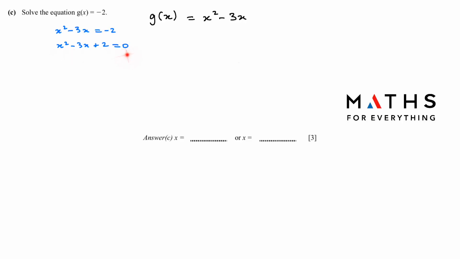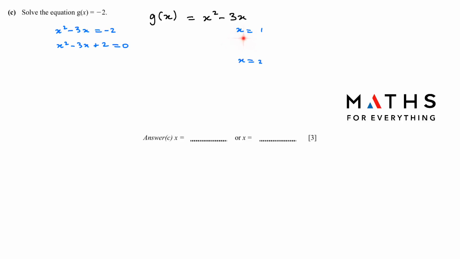They don't want the steps here. You can use the calculator to solve it. I don't know which calculator you're using. Depending on that, you can get the answer directly in the calculator for quadratic equation. You will get x is equal to 1 and x is equal to 2.